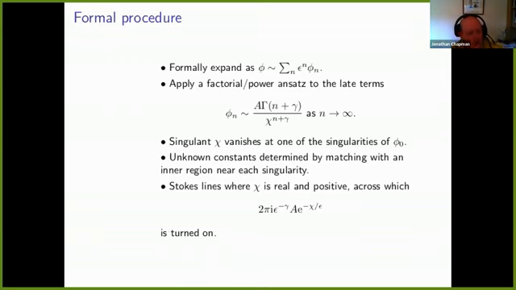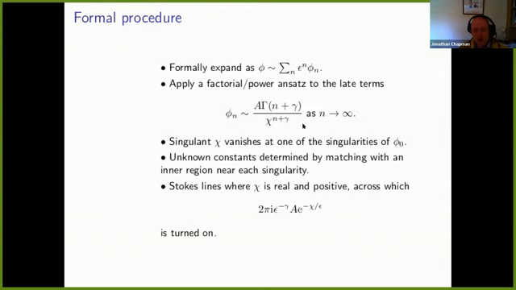And that means you can use the same sort of idea, approximating the late terms, smoothing the Stokes line to identify Stokes multipliers on many more types of problems. And so the formal procedure would be to formally expand in power series in powers of epsilon. I want to know what the late terms in that series are, and I know they're going to diverge as factorial of a power if my problem is a singular perturbation problem. So I'm going to make that ansatz.